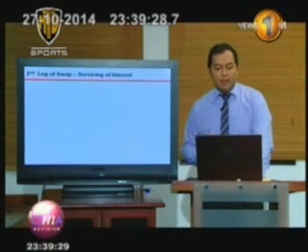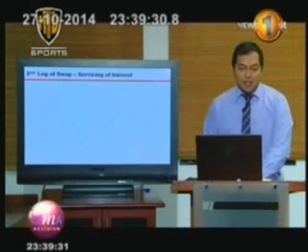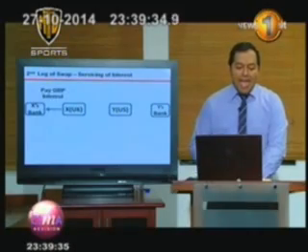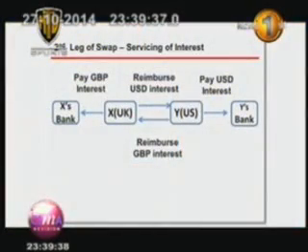What is this leg of the transaction? The servicing of interest. Let's look at it carefully. X borrowed from X's bank in pounds, therefore X has to pay interest to X's bank. The loan agreement is between these two parties. Similarly, Y borrowed in dollars from Y's bank and therefore Y has to pay dollar interest to Y's bank. Now there is a problem.